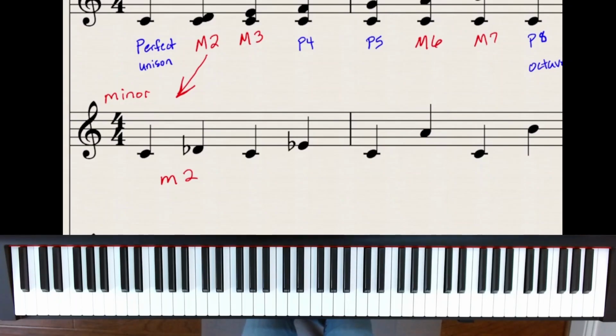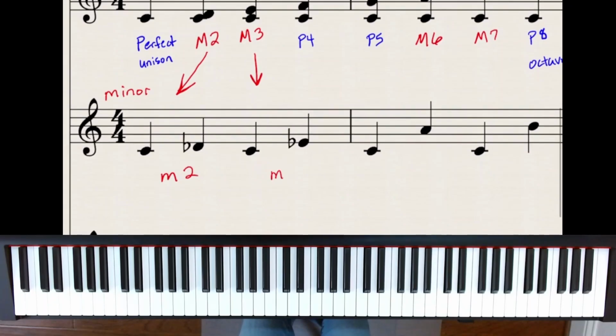How about the next one? From C to E flat. So originally it was from C to E, that's major. In order to flat that, we want to drop the E down a half step, so that would give us from C to E flat. So that's a minor third.